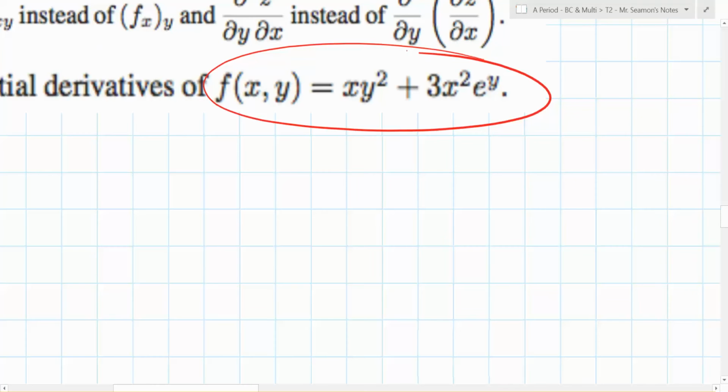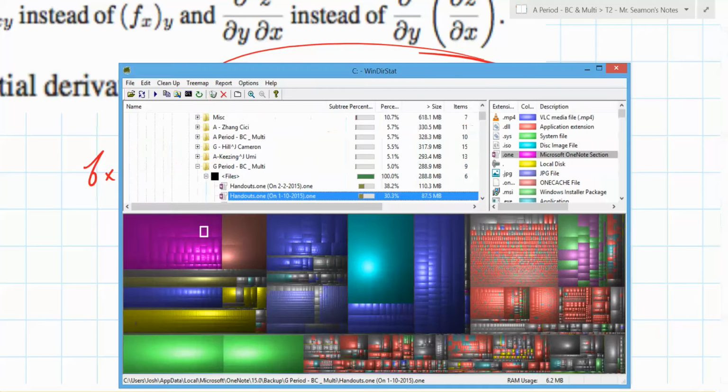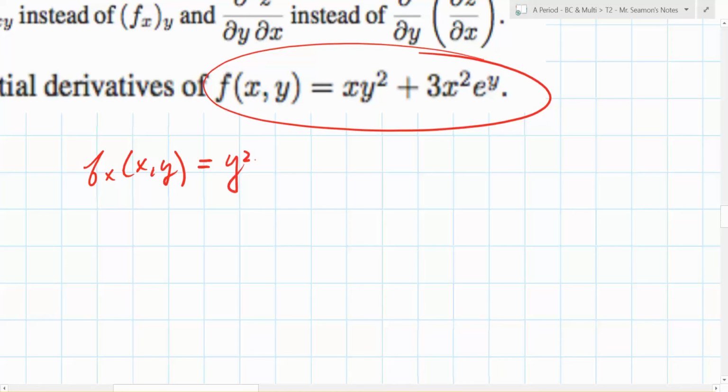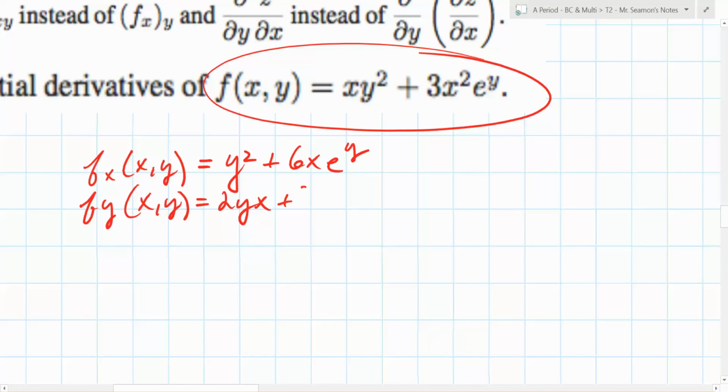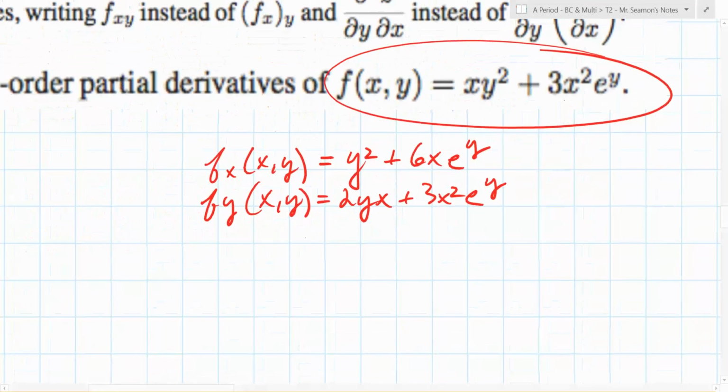So when you're generating a whole list of these, the best thing you can do is first just do, what is fx of x, y? What's that one going to be? 6x e to the y. And what's fy going to be? 2yx. Nice. Plus e to the y. So these are your new functions. So from here, each of these could generate two different ones.